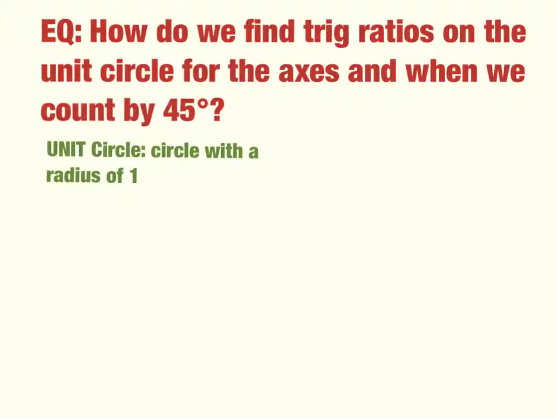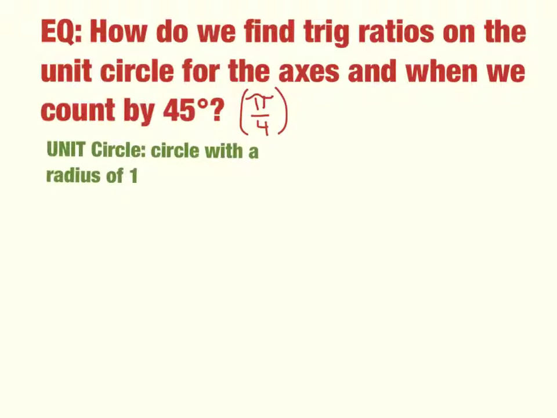Okay, we're going to look at how we find the trig ratios on the unit circle for the axes and when we count by 45 degrees. That's also whenever we count by pi over 4. Okay, so that's in radians.